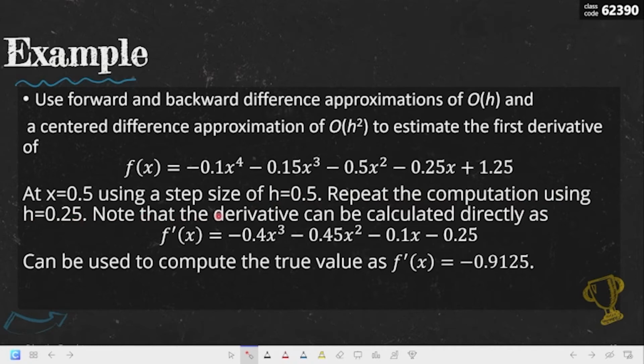Note that the derivative can be calculated directly as f prime of x, which is equal to negative 0.4 x cubed minus 0.45 x squared minus 0.1 x minus 0.25. So if we substitute the value of 0.5 in our derivative, then we will get a value of negative 0.9125.